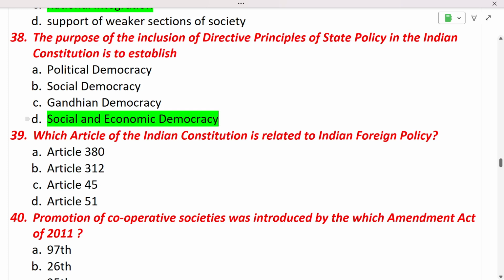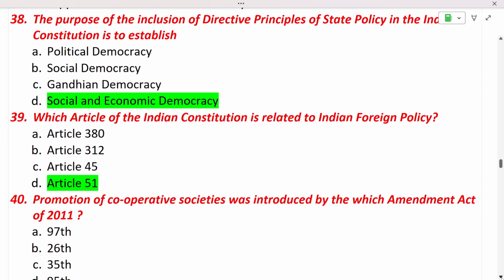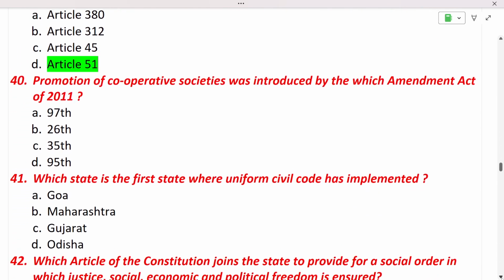Question number 39. Which article of the Indian Constitution is related to Indian foreign policy? Article 380, Article 312, Article 45, Article 51. So the answer is D. Next, question number 40.